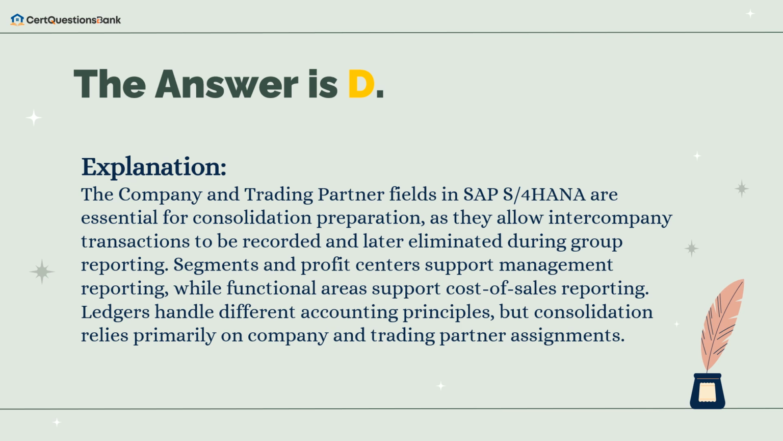The company and trading partner fields in SAP S/4HANA are essential for consolidation preparation, as they allow intercompany transactions to be recorded and later eliminated during group reporting. Segments and profit centers support management reporting, while functional areas support cost of sales reporting. Ledgers handle different accounting principles, but consolidation relies primarily on company and trading partner assignments.